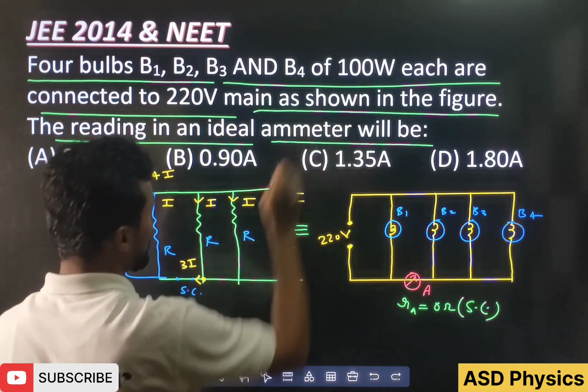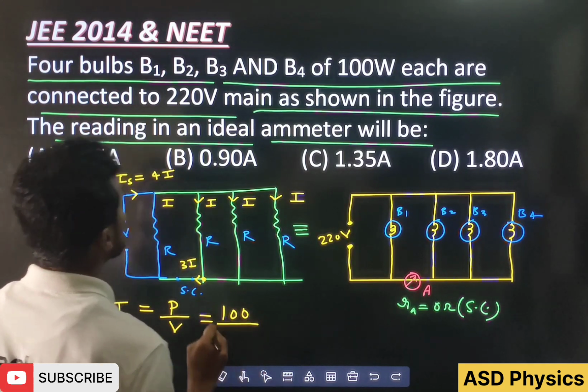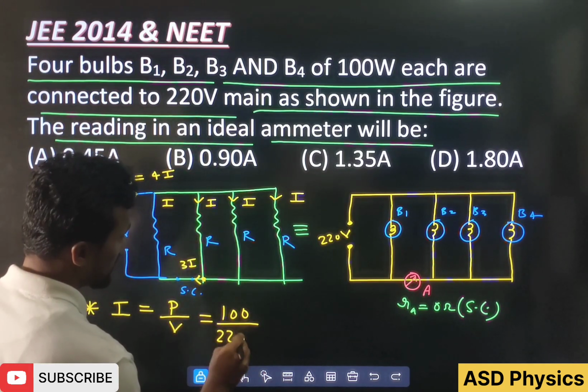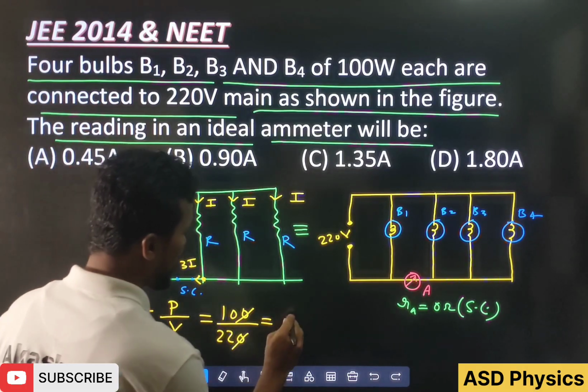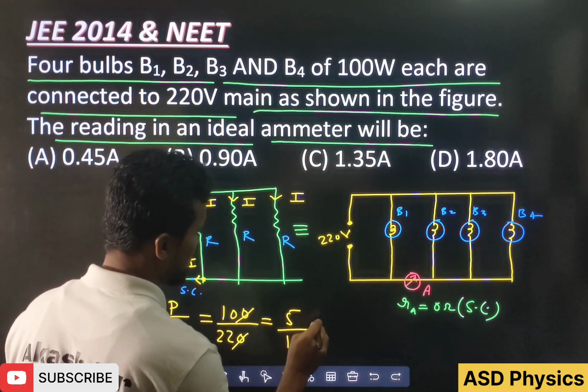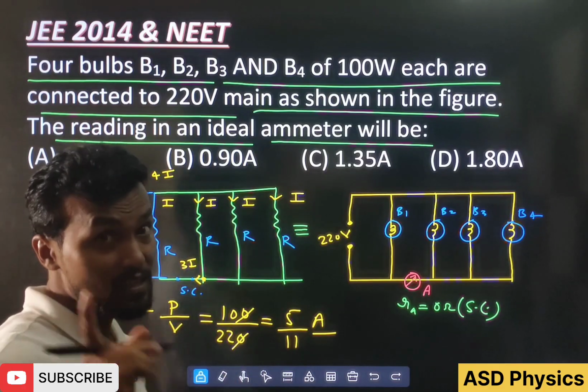So how much power is given for the bulb? 100. Voltage given here is 220 volt. So the zeros cancel, 2 fives are 10, and here 11, so 5 by 11 ampere. This is the current in one bulb.